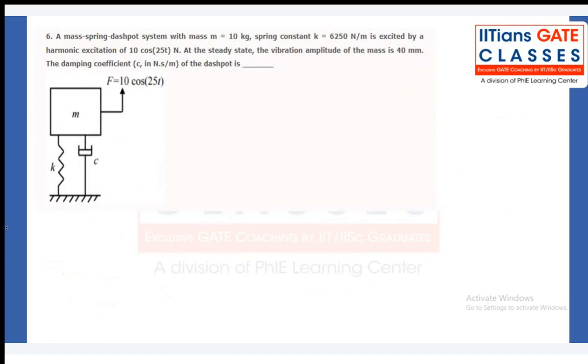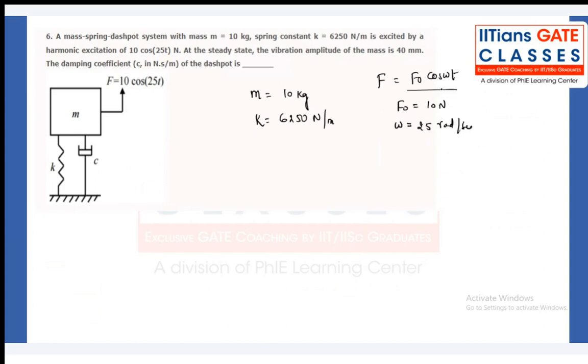Now we will solve some problems before moving on to the next topic. A spring mass dashpot system with mass m equal to 10 kg, spring constant k equal to 6250 Newton per meter, is excited by the force F naught cos omega t, where F naught is 10 Newton. The excitation frequency is 25 radian per second.